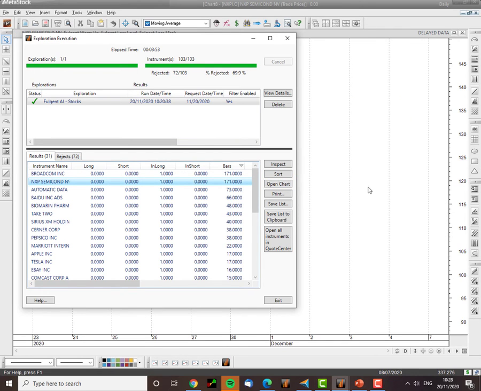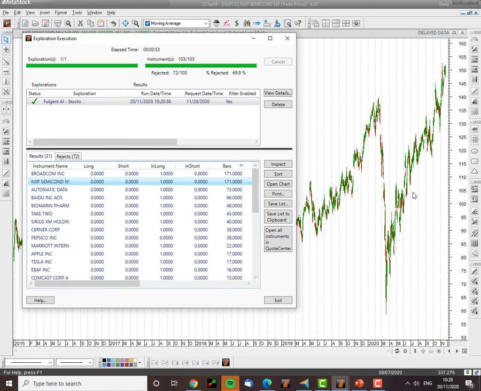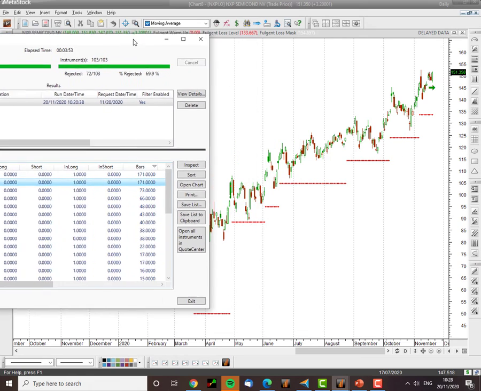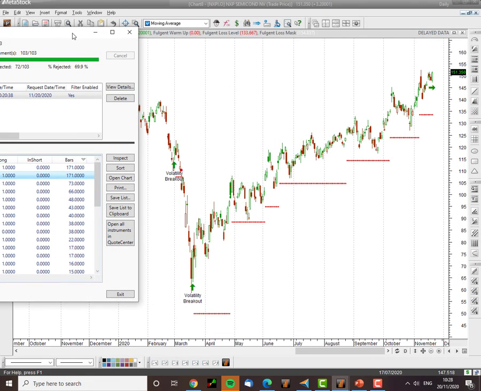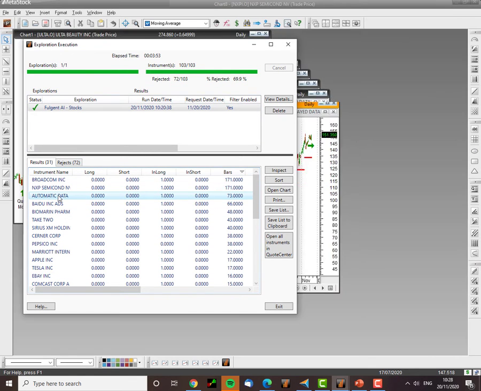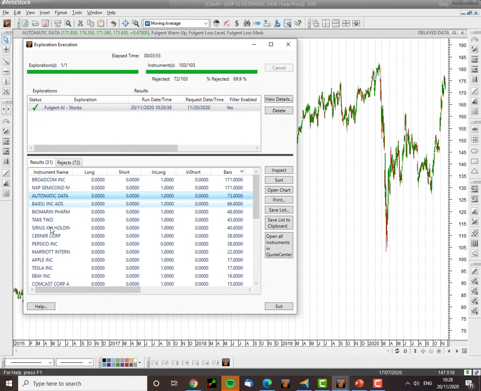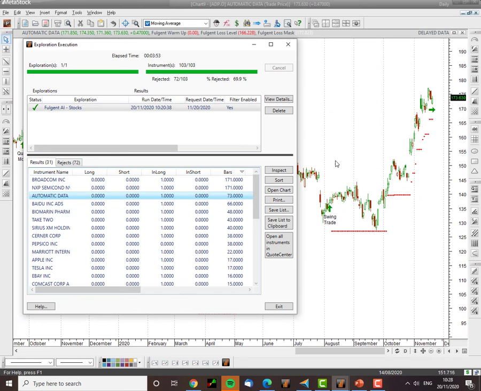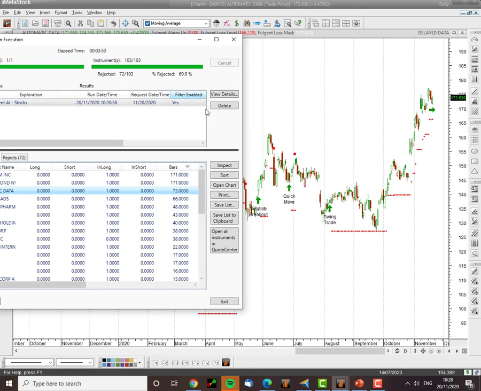NXP Semiconductor was also a star performer in the last couple of months. You can see the volatility breakout, a huge move higher, and still in a long position there. ADP, Baidu, Biofarm, Take-Two, all quite long-term, multi-month trades, so to speak.